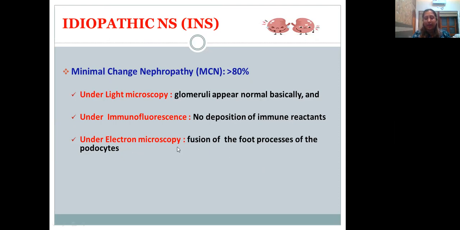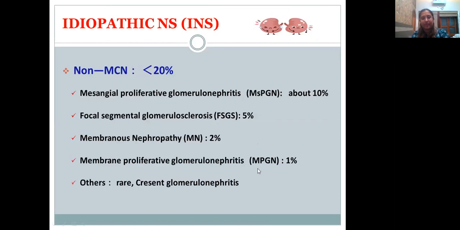So under electron microscopy, in case of MCNS type of idiopathic nephrotic syndrome, we will see fusion of the foot processes of the podocytes. The other 20% are affected by non-MCN. Non-MCN is a worse prognosis kind of nephrotic syndrome.